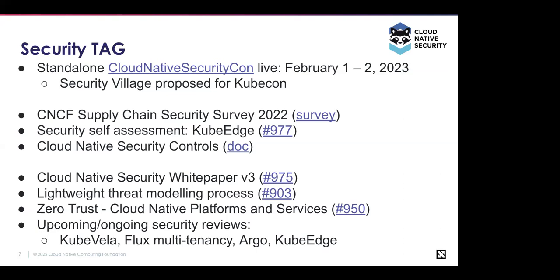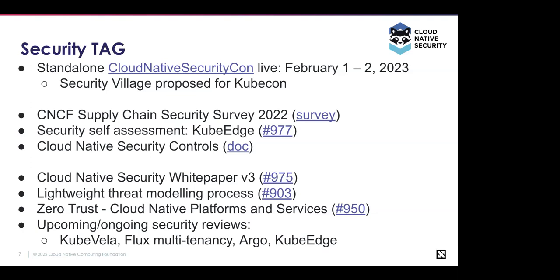And finally, the security reviews: Kube Failure, Flux, Multi-Tenancy, they've performed a self-assessment and that will go into threat modeling, Argo and Kube Edge. The proposition is to use that lightweight threat modeling process on the Flux multi-tenancy audit as the first guinea pig, if you like, for the thing. That's all from me. Anything else from you, Brandon?